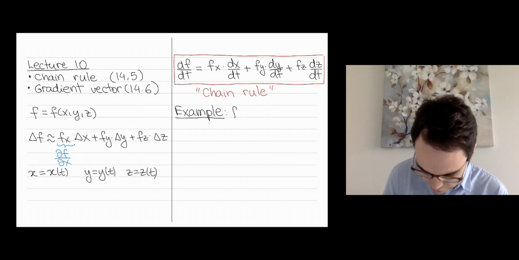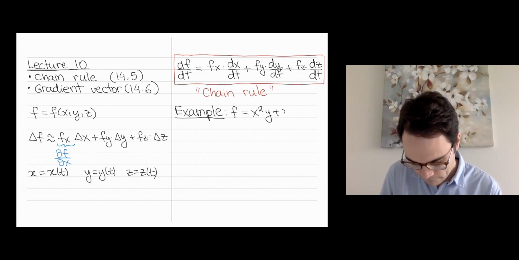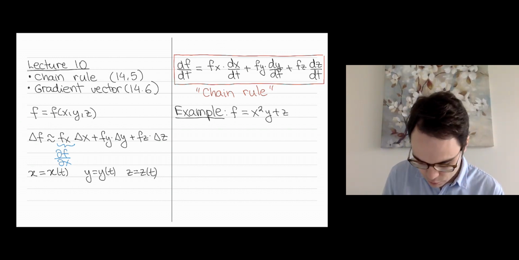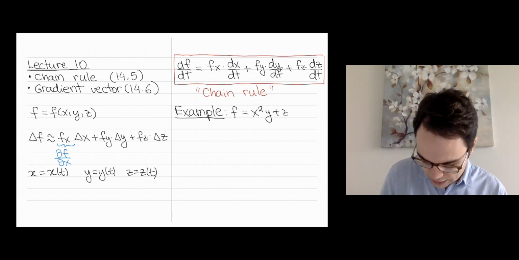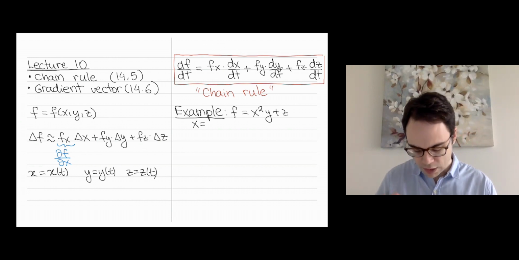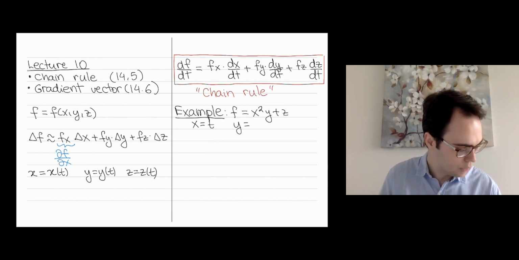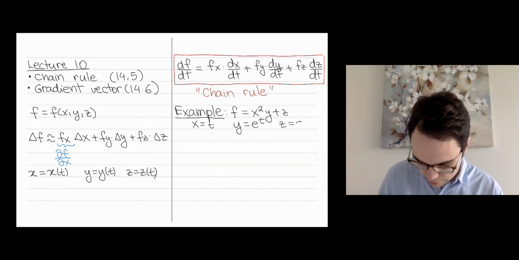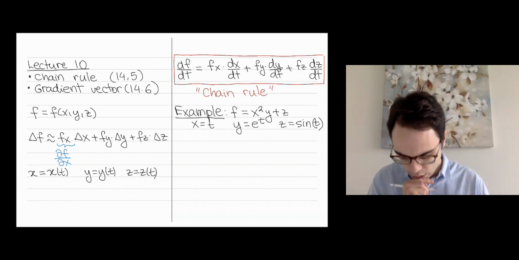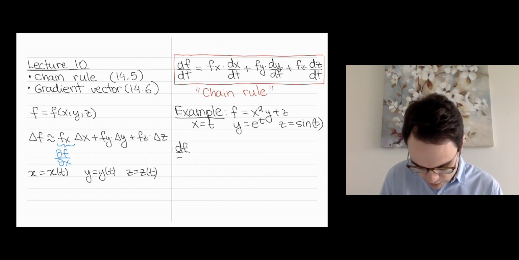So here's the example. Let's say the function is f = x squared times y plus z, so f depends on x, y, and z in this way, and then let's assume that x, y, and z are these functions of t. So x is just the function t, y of t is just e to the t, and z is just sine of t. Okay, so we want to know the derivative of f with respect to t.